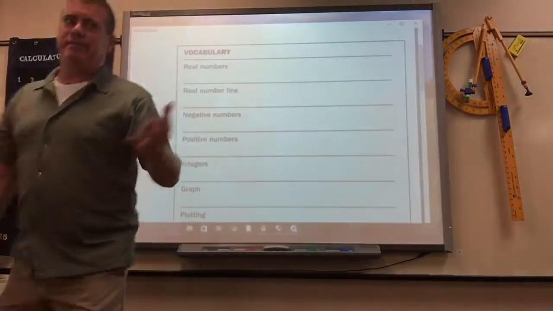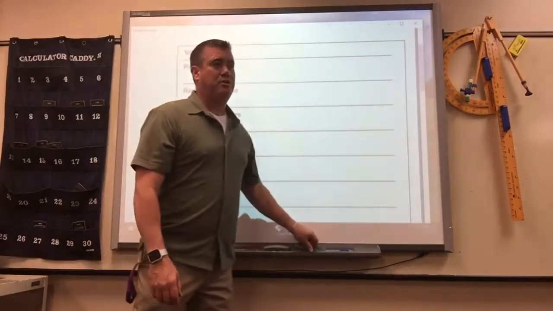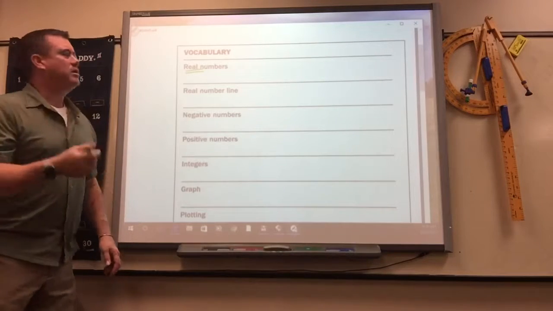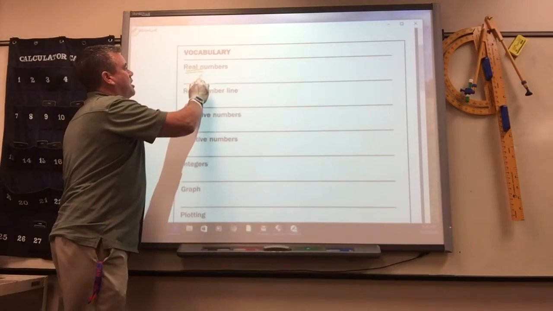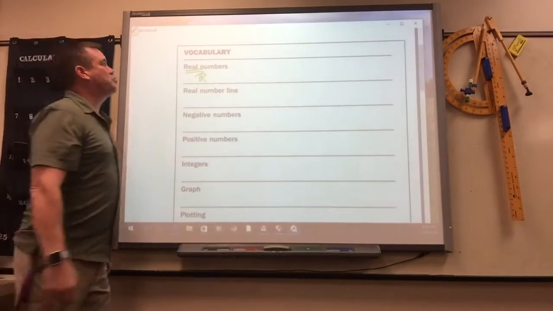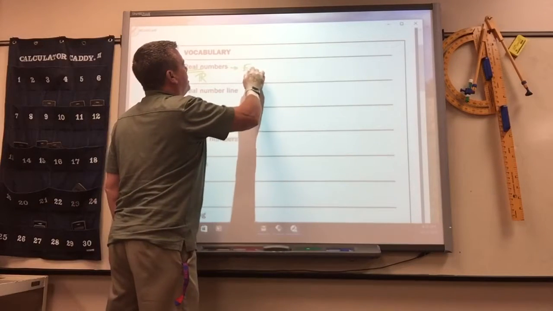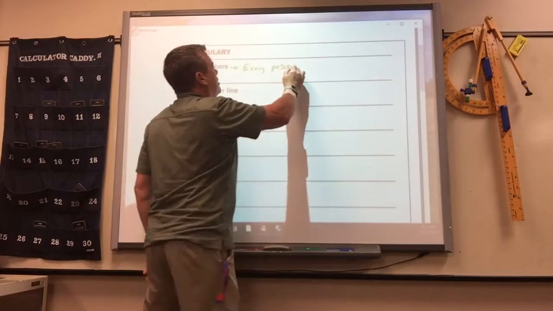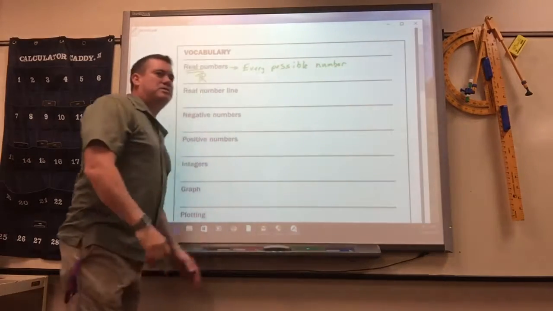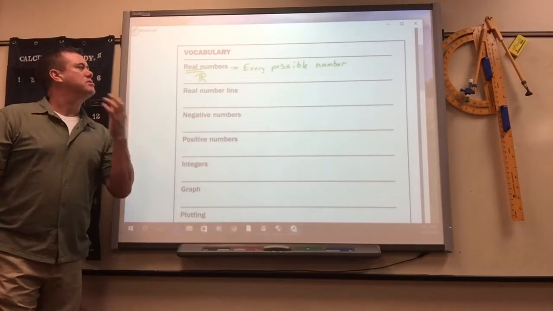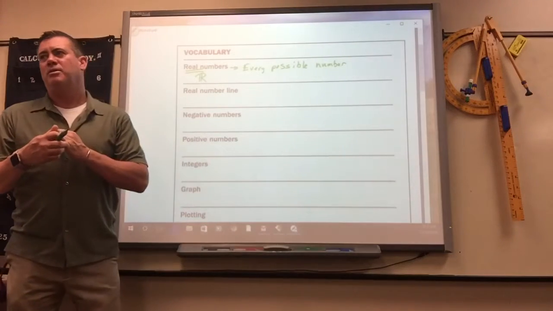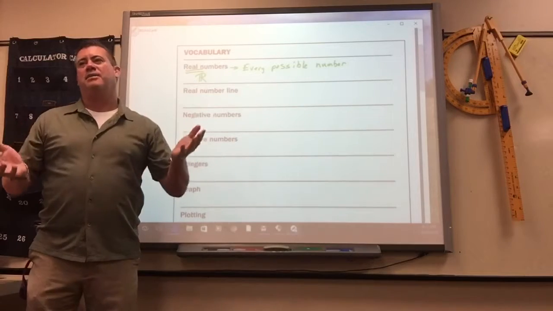This is an easy section. Again, this is all review for you. Real numbers. The abbreviation for real numbers is an R with two lines like that. If something is real numbers, all that means is it's every possible number. It can be fractions, decimals, whole numbers, negatives, square roots, cube roots, squares. So in your assignments, sometimes they say find the real number. All that means is it could be anything.